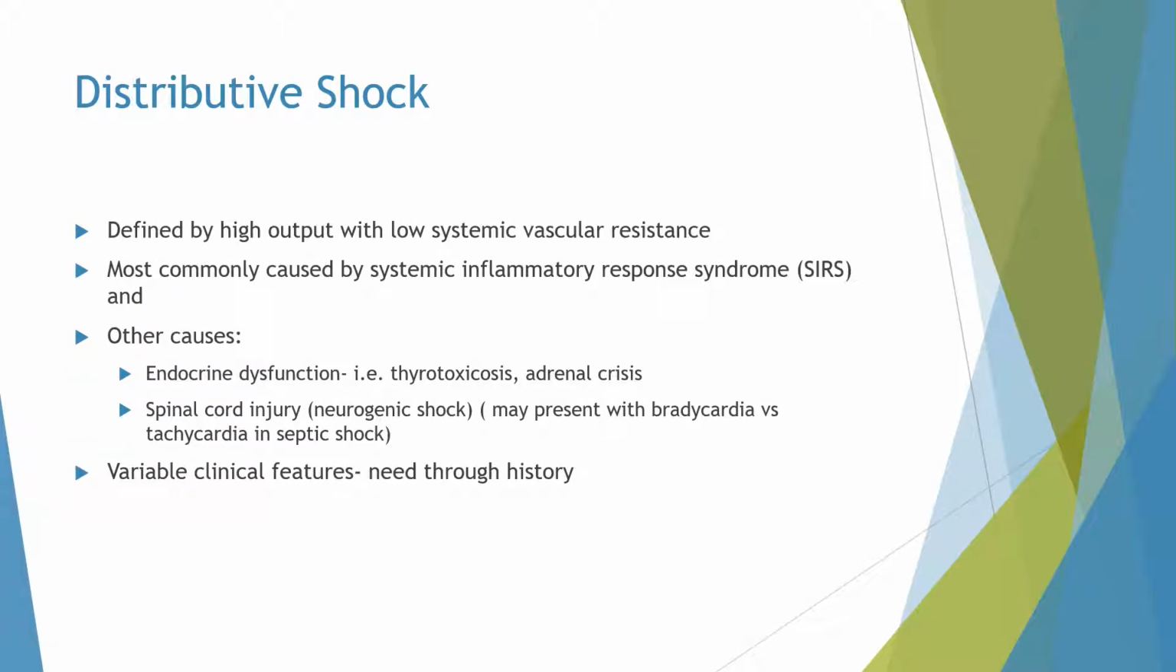Distributive shock is defined by high output with low systemic vascular resistance. Most commonly, we see this as a systemic inflammatory response syndrome, such as SIRS, and we know this clinically as septic shock. Other causes can include endocrine dysfunction, such as thyrotoxicosis and adrenal crisis, or spinal cord injury, such as neurogenic shock. This too has variable clinical features.